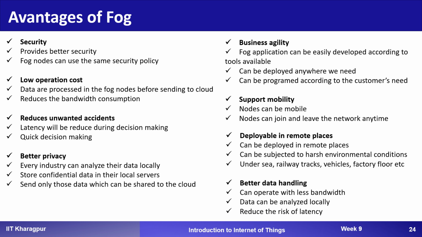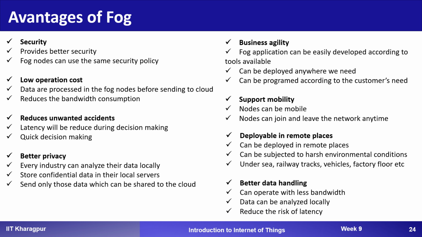The next one is your business agility. So fog applications can be easily deployed according to the tools which are available, and can be deployed anywhere we need. So they can be programmed according to the need of the end users. Next one is your mobility. So the fog nodes can be mobile, so they can leave and join the network at any time.